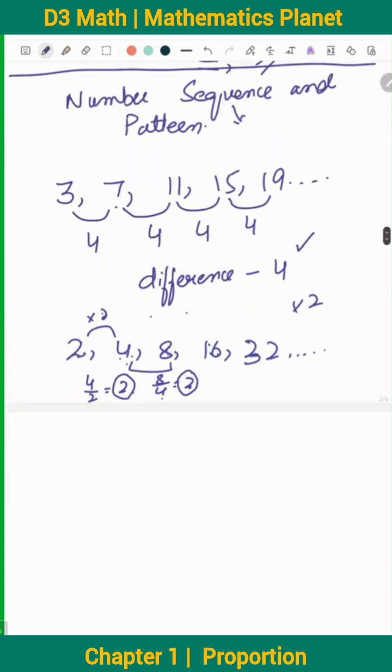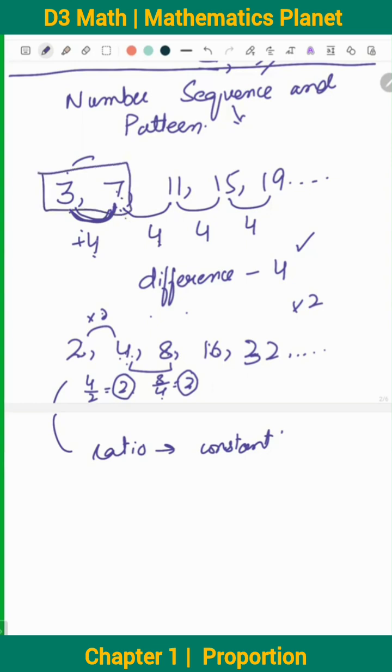Ma'am, in the sequence above, can we write it as plus 4? Yes. I'm just saying the difference between two consecutive numbers is 4. 7 minus 3 is 4. 11 minus 7 is 4. You can also say if you add 4 to 3, you get 7. If you add 4 to 7, you get 11. So you are adding 4 every time. So you can define this sequence in two methods.